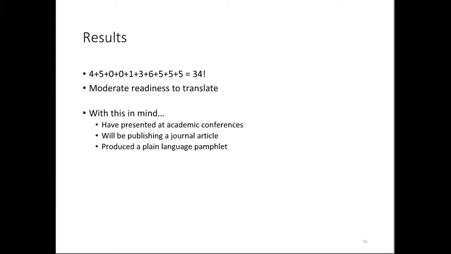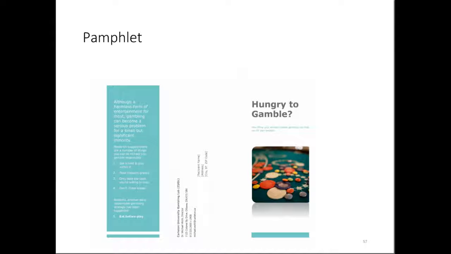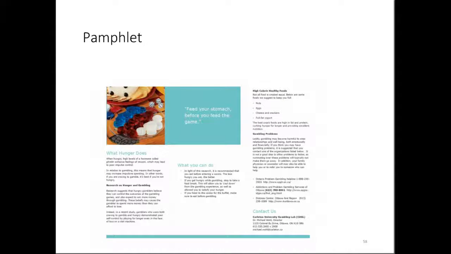And with this in mind, I have done passive dissemination. I've obviously presented at academic conferences. I'll be publishing a journal article based on my literature. But I've also produced a sort of plain language pamphlet for it, that you can see here, Hungry to Gamble, that has some tips, including eat before play and some explanations about what hunger might do to you during play. And so this pamphlet might be something that, considering I got the moderate readiness to translate, I might want to give out to my stakeholders.